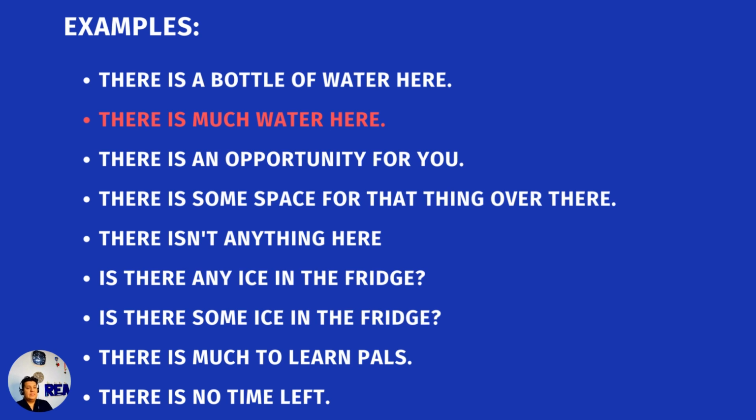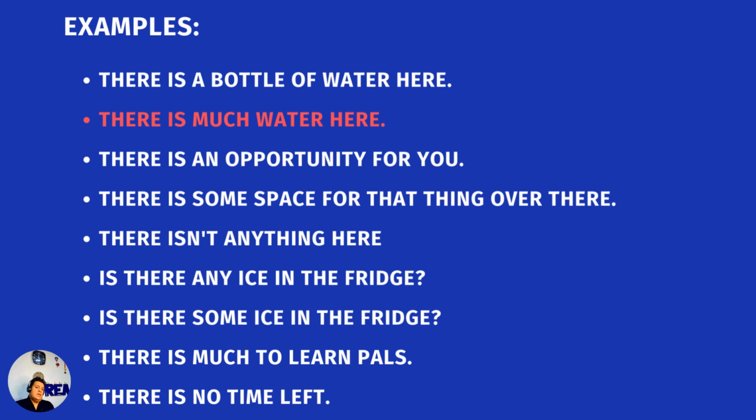Now, more examples. There is an opportunity for you. There is some space for that thing over there. There isn't anything here. Now, don't use double negation. Don't say there isn't nothing here. That's incorrect. Understandable, but incorrect. Every time you use negation, and you want to go with a verb which is negative, don't say nothing or there isn't nothing here. Always say there isn't anything here. Don't say I don't have nothing. No, I don't have anything.